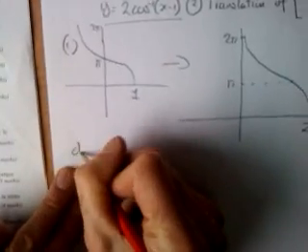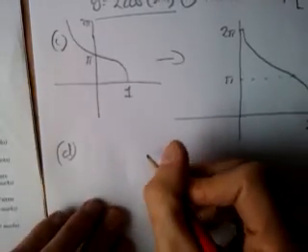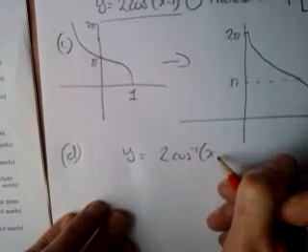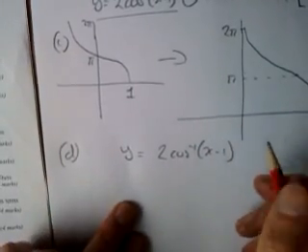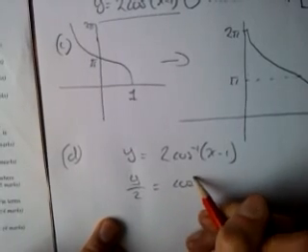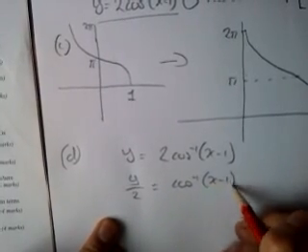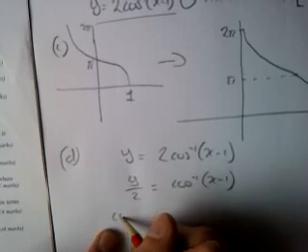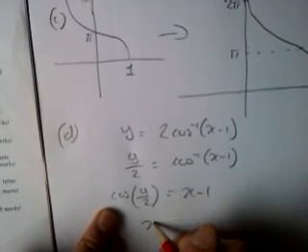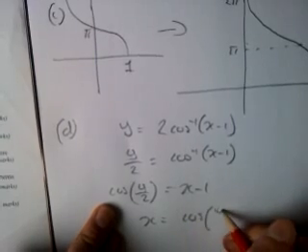Part D, write this equation in the form x equals. So I'll divide by 2 to get the inverse cos on its own, and I'll cos both sides, so we get cos of y over 2 equals x minus 1, or x equals cos of y over 2 plus 1.